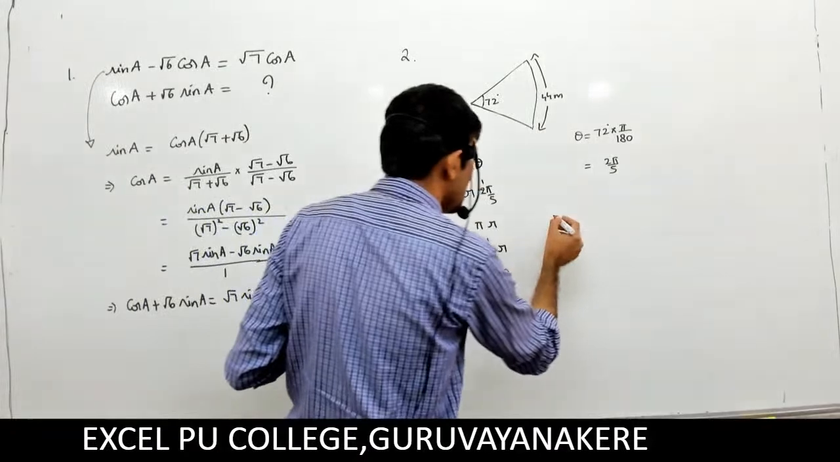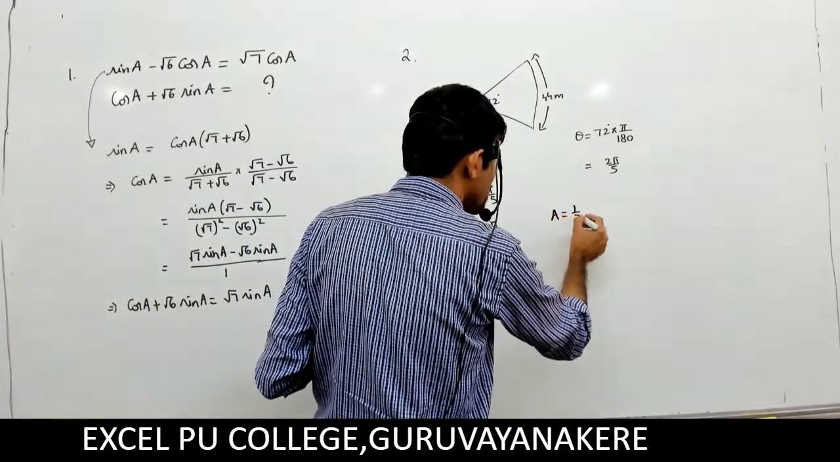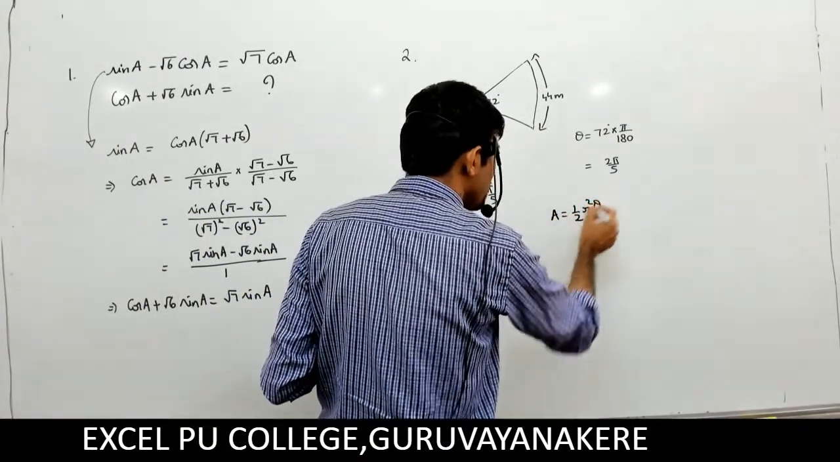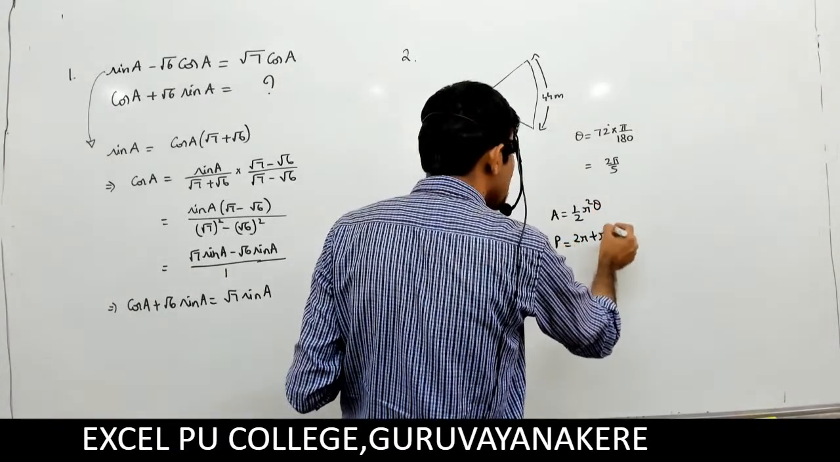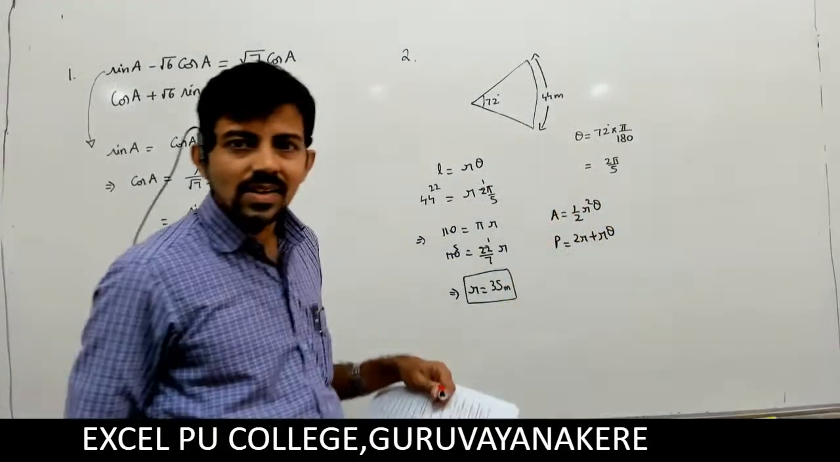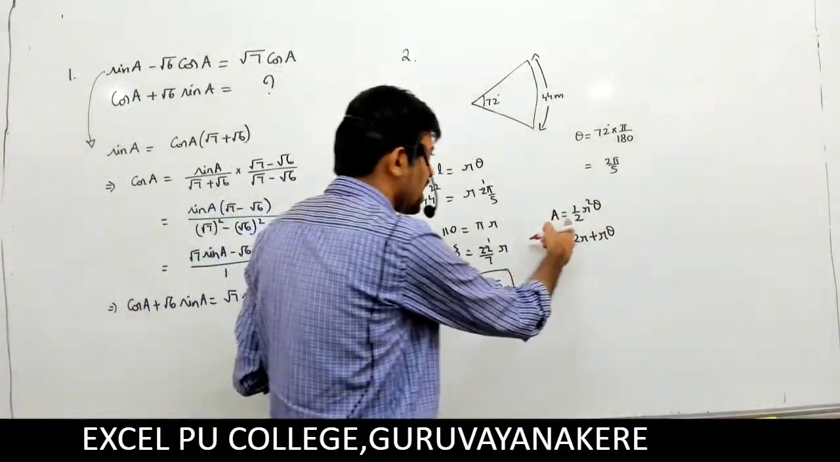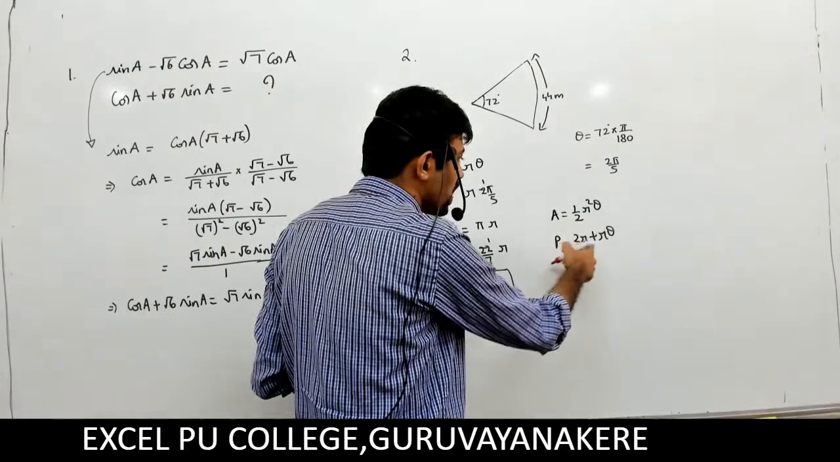Other formulas are there here. The area of the sector is half r square theta. The perimeter of the sector is 2r plus r theta.